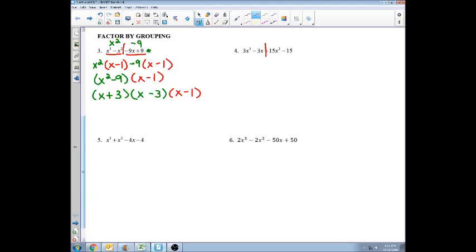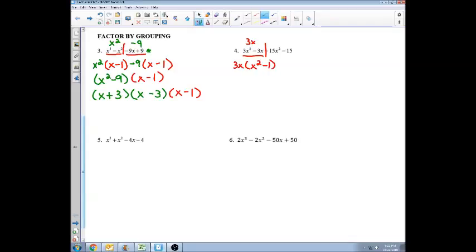So again, number 4, we're going to do the exact same process. I'm going to split this right down the middle. What is the GCF of my first two terms? It would be 3x. So I want to go ahead and rewrite these two with my GCF out of there. So it'd be 3x. What's 3x cubed divided by 3x? It would be x squared. What's negative 3x divided by positive 3x? It'd be negative 1. Okay?